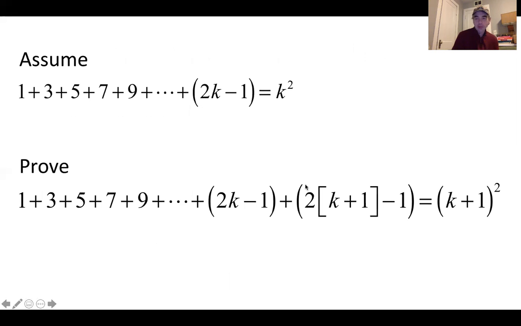Now you may argue that this is unnecessarily complicated, and I get that. If 2k minus 1 is the previous odd integer, the next odd integer would be 2k plus 1. But I just want to show you k is replaced with k plus 1. This k is replaced with k plus 1 as the last term. That's what we're trying to prove. So this is our roadmap. This is where we want to get. This is what we are assuming.